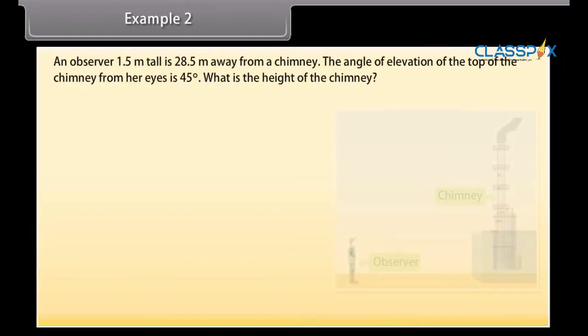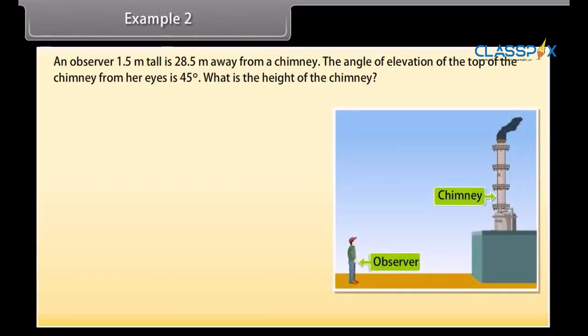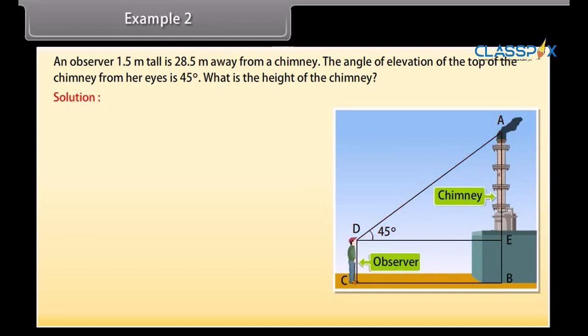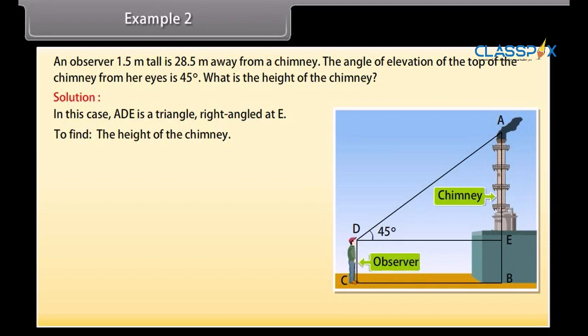Example 2. An observer 1.5 meter tall is 28.5 meter away from a chimney. The angle of elevation of the top of the chimney from his eyes is 45 degrees. What is the height of the chimney? Solution. Here AB is the chimney, CD the observer, and angle ADE is the angle of elevation. In this case, ADE is a triangle, right angled at E, and we are required to find the height of the chimney. We have AB equals AE plus BE equals AE plus 1.5, and DE equals CB equals 28.5 meter.